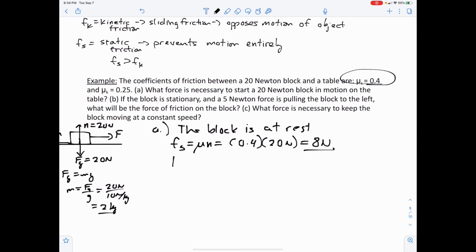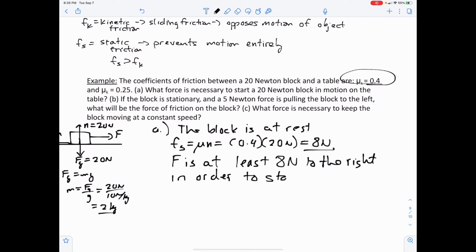What this means is F is at least 8 newtons to the right in order to start the block into motion.